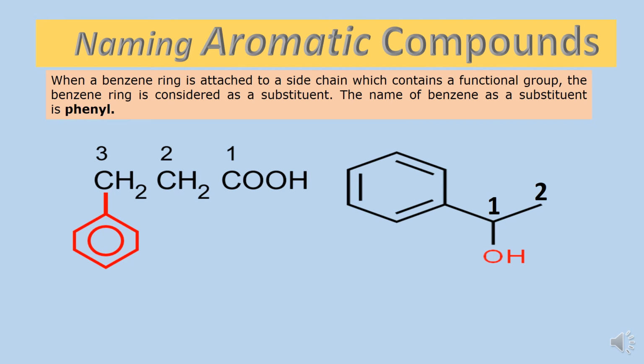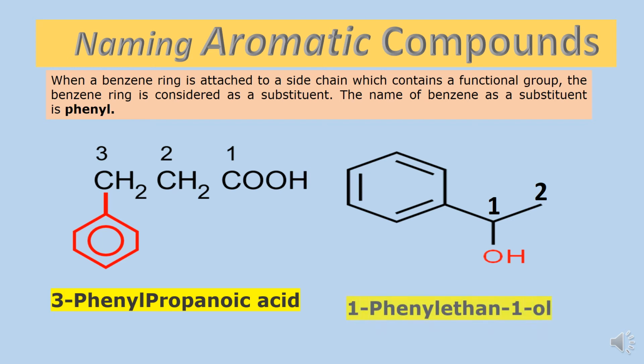For example, in the first case you can see the name of the compound is 3-phenyl propanoic acid, as the phenyl ring is attached to the third carbon, because the chain is numbered from the carbon having the functional group carboxylic acid. And in the second case, when the benzene ring is attached to a chain of 2 carbons having a hydroxy group at the first carbon, the name will be 1-phenyl ethan-1-ol.